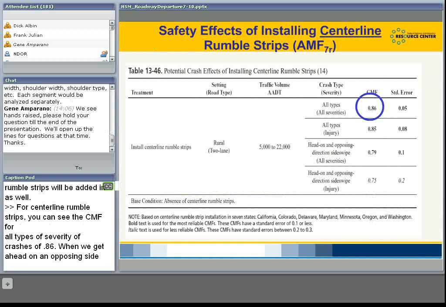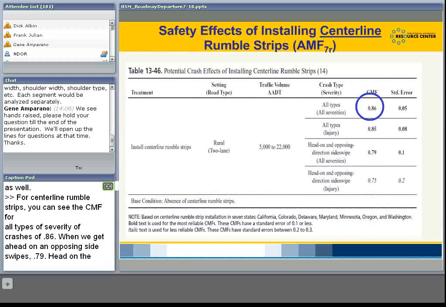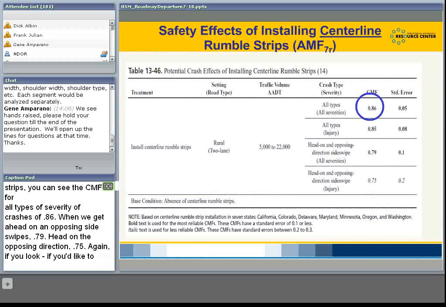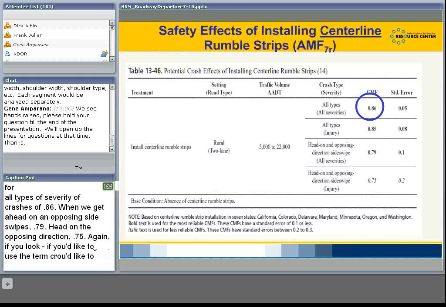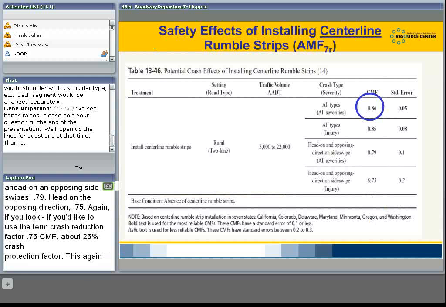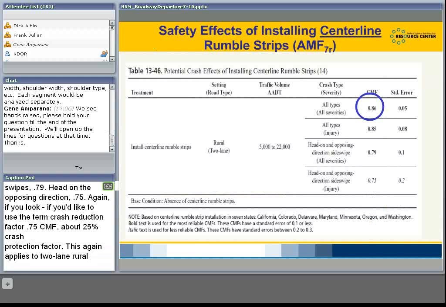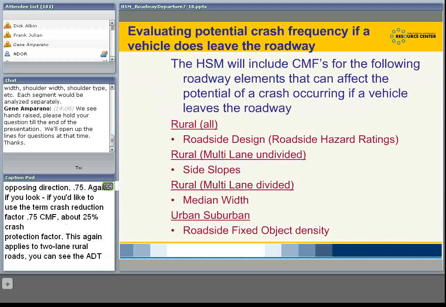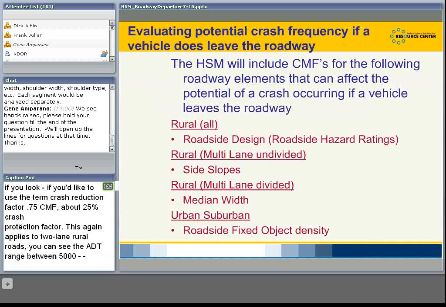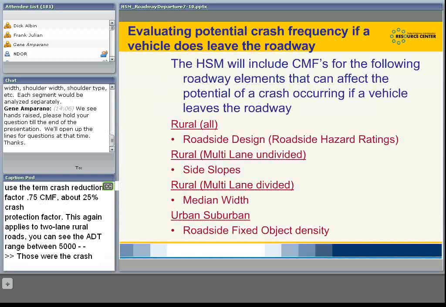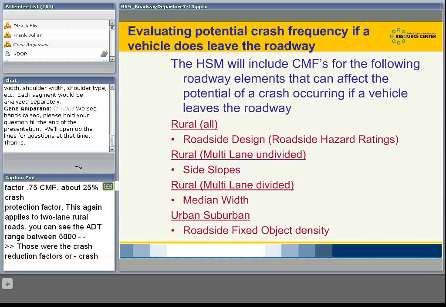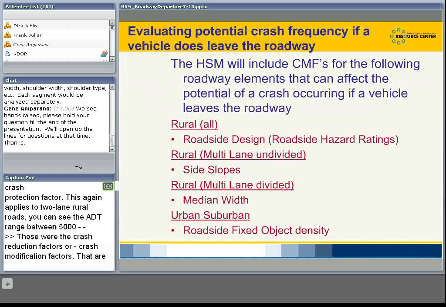For centerline rumble strips, you can see that there's a CMF for all types and all severities of crashes of 0.86. The CMF for head-on and opposing direction sideswipes of all severities is 0.79, and for head-on and opposing direction sideswipe injury crashes it is 0.75. Again, if you like to use the term crash reduction factor, a 0.75 CMF would be about a 25% crash reduction factor. This again applies to 2-lane rural roads, with an ADT range between 5,000 and 22,000.